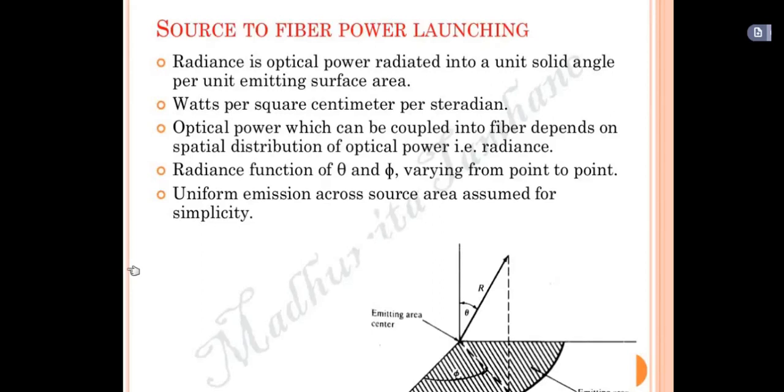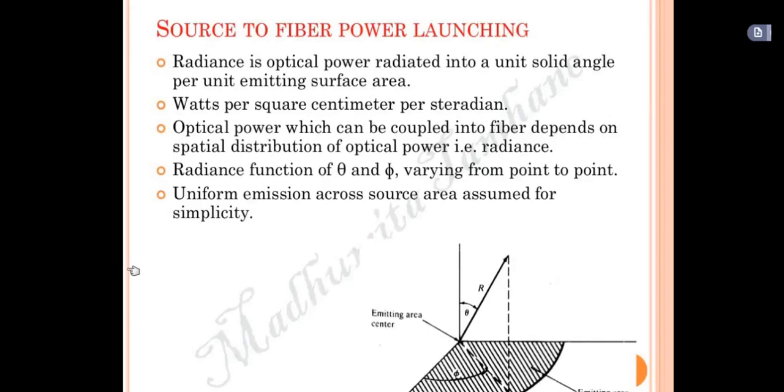How do we find the optical power for this? The optical power which can be coupled into the fiber depends on the spatial distribution of optical power, that is, the radiance. Next part is regarding the radiance as a function of theta and phi. What is theta all about? Theta is the angle between the area and the ray. What is phi? Phi is the angle from the emitting area center to the spatial part, where we are placing the point. The uniform emission across the source area is assumed for simplicity. So always try to make it as simple as possible.